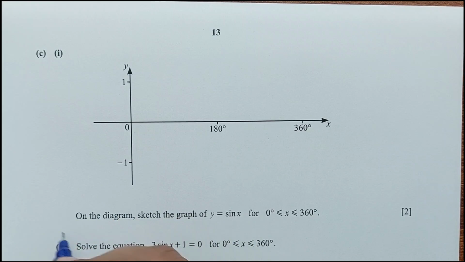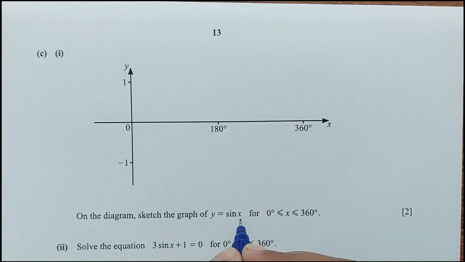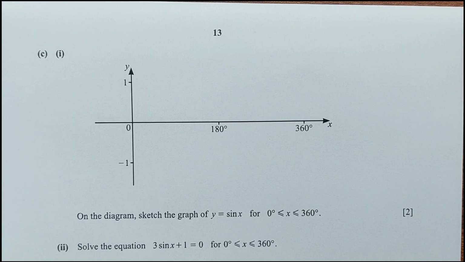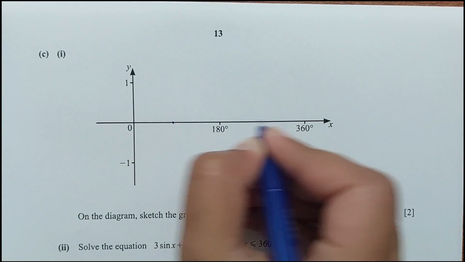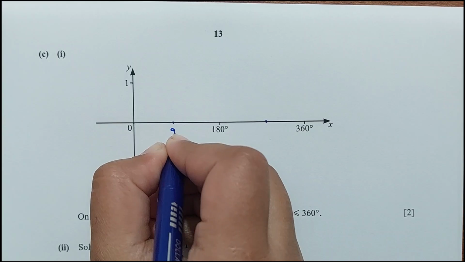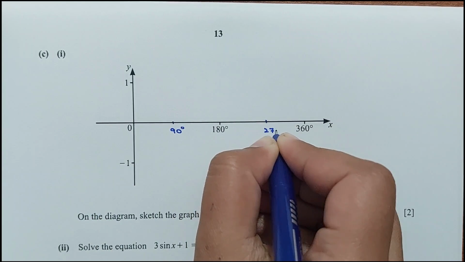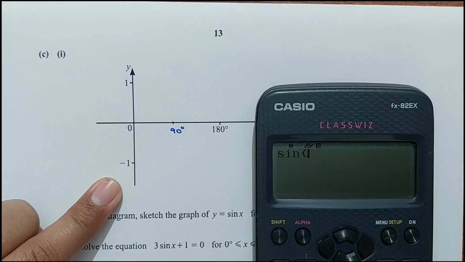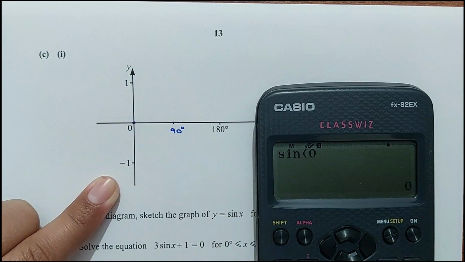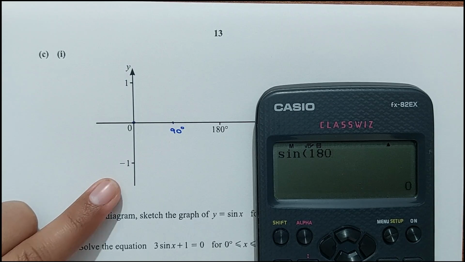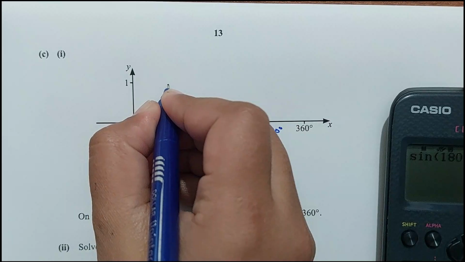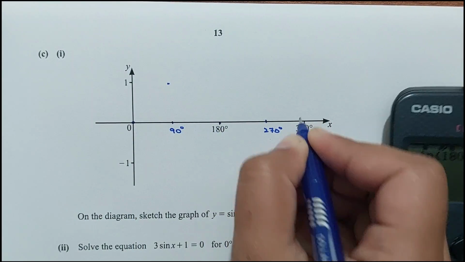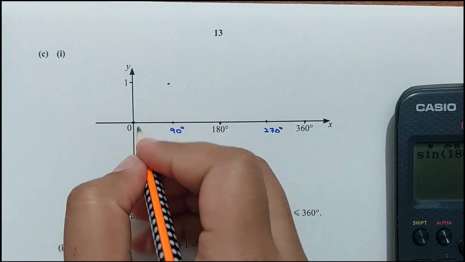Now for part C, number 1, on the diagram, sketch the graph of y equals sine x for x between 0 and 360 degrees. So we have 0, and we have 90 and 270 degrees. We have a graph for sine. Sine 0 is 0, sine 90 is 1, sine 180 is 0, then minus 1, and 0. This is the sketch.